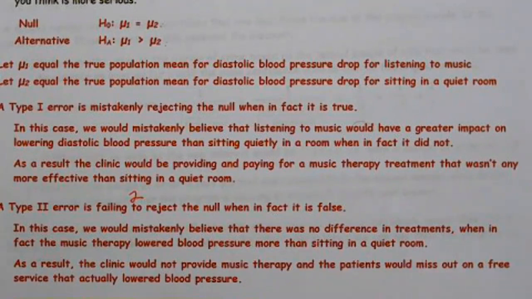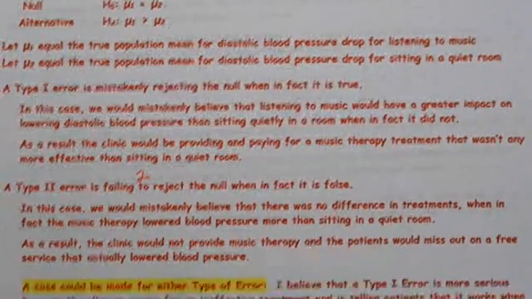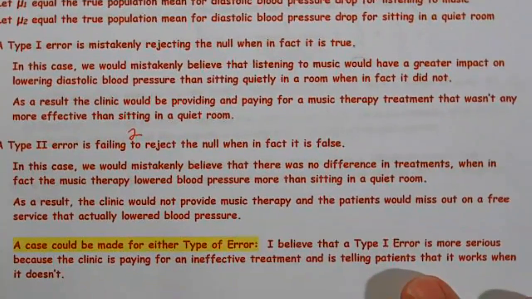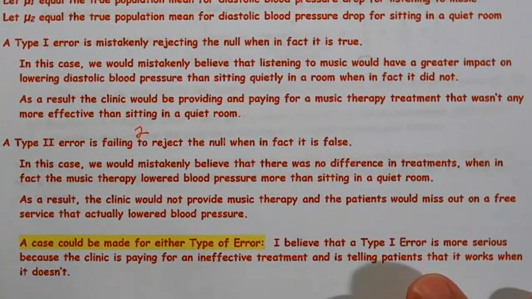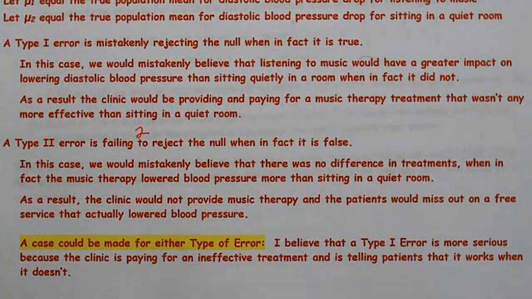Now, as to which is worse, that's actually up to you. And I only addressed one of them. You could have chosen either one. There's an argument to be made for either one. So you could have said type 1 or type 2. You just needed to defend your argument with something logical. And my argument was I believe that a type 1 error is more serious because the clinic is paying for an ineffective treatment and is telling the patients that it works when it doesn't. So consequently, they're wasting money and they're wasting the patients' time. That would be my argument.